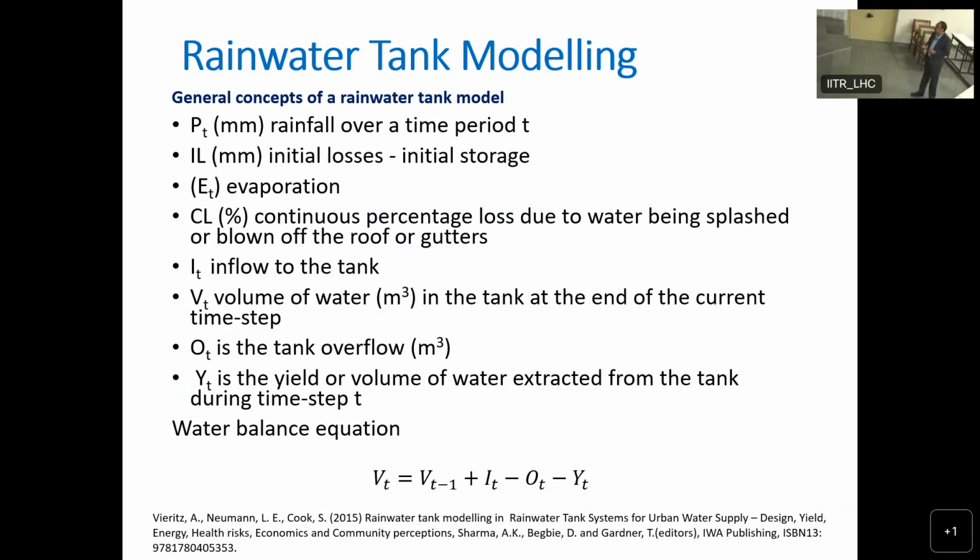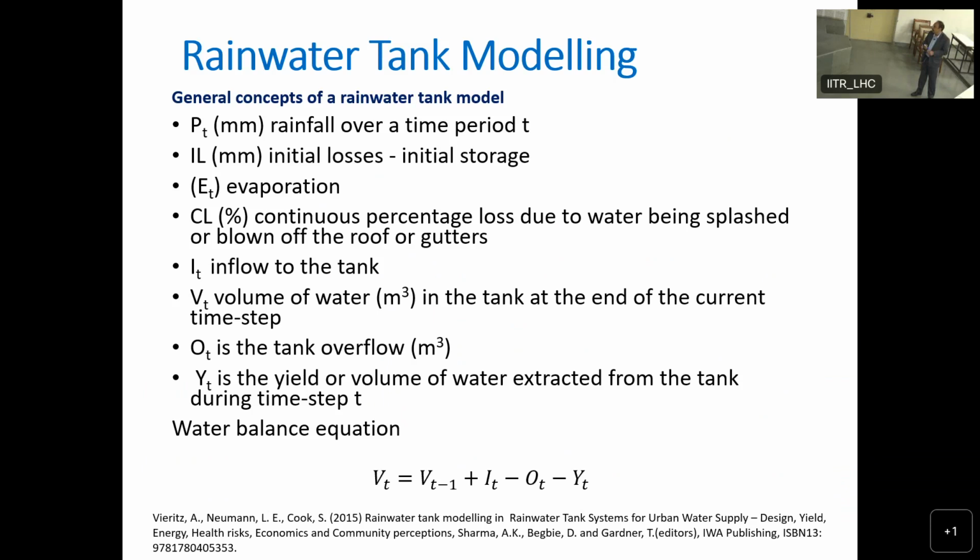Then the initial losses can be a little bit from the evaporation losses. Initial losses can be the first flush, which is being used, or some losses can be from the overflow of the gutter. All those things can be considered. Similarly, the continuous percentage loss will be the water being splashed out or blown out of the roof or gutters, because of the wind.